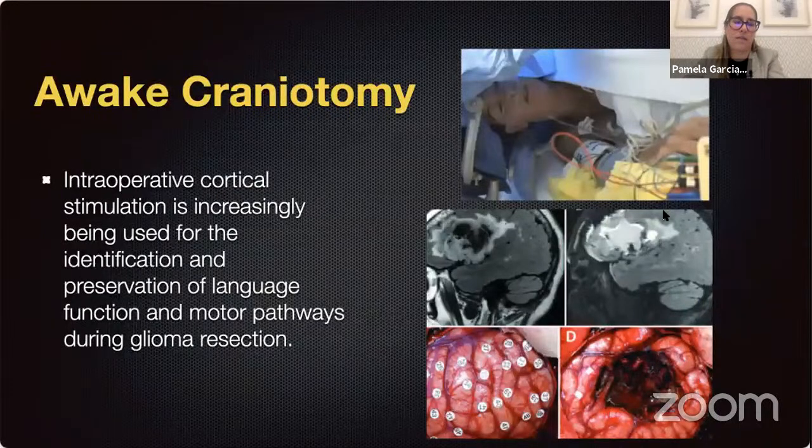Awake craniotomy and intraoperative cortical stimulation are increasingly being used for the identification and preservation of language function and motor pathways during glioma resection.